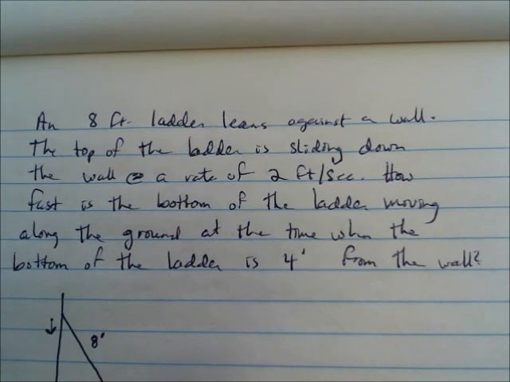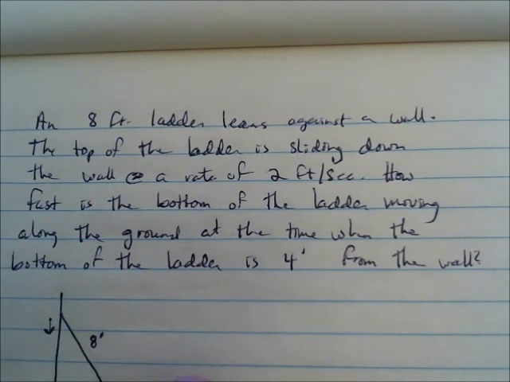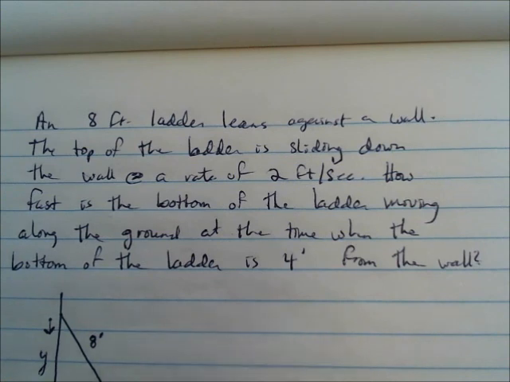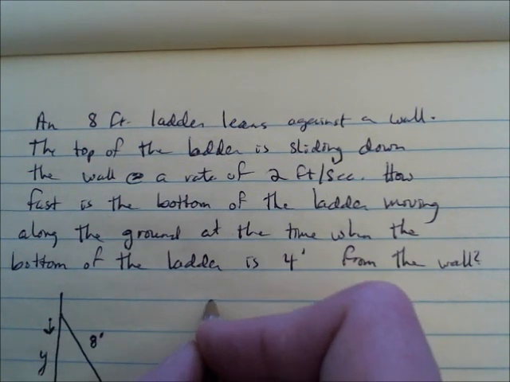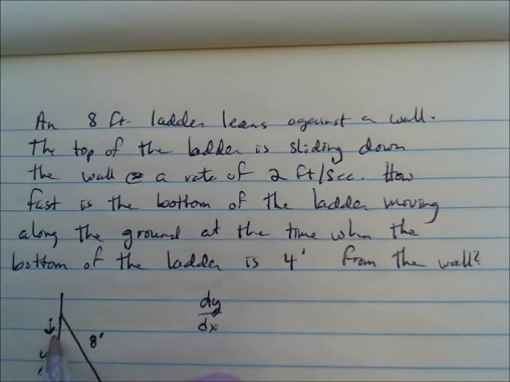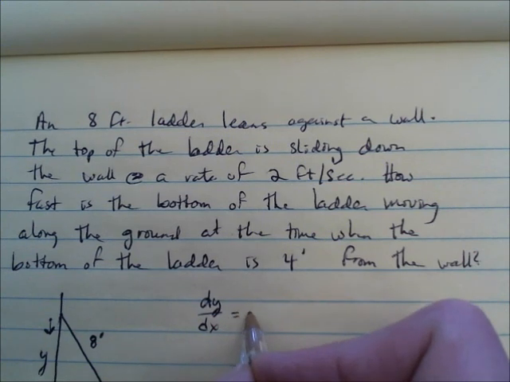Right here, we've actually got a triangle situation. This part of the triangle is changing, so we'll call that x because it's in the x direction. This part of the triangle is changing also, and we'll call that y. It changes over time. What we're given is the change in y, because this y value is getting smaller and smaller. So what we're given is dy/dx.